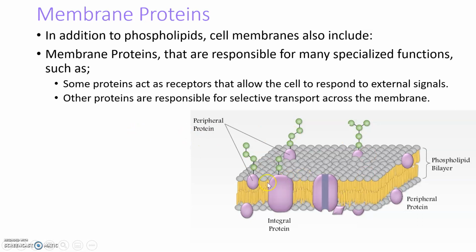So other proteins are responsible for selective transport. So like a gate through the cell membranes. You kind of see this one here. It's got like this channel here for things to come through or into the cell.